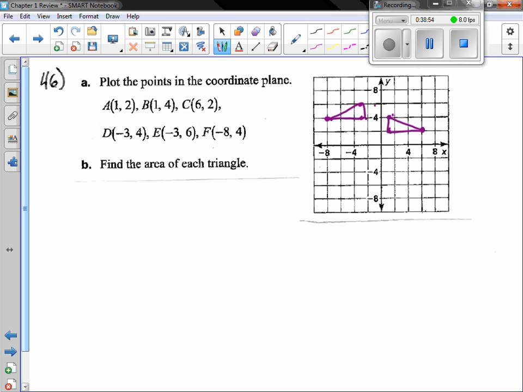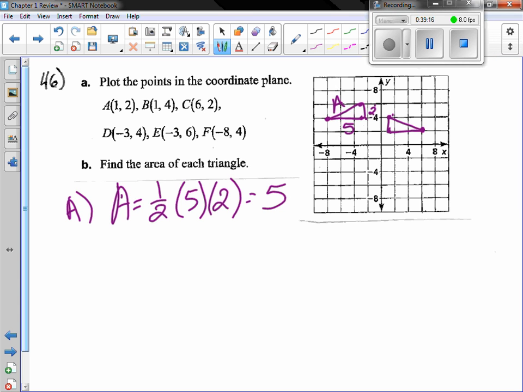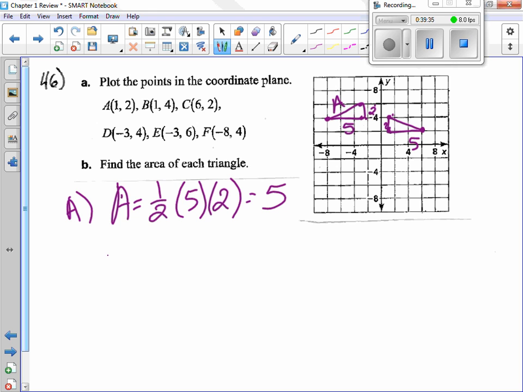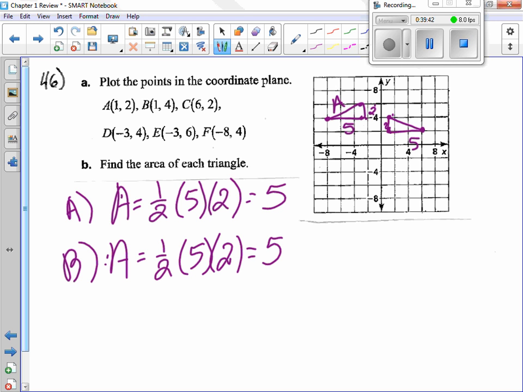So the height is 2, and we've got -3 to 8 would be 5. So the area of this triangle is 5. No, I wrote 10. But I'm going to call this triangle A. Triangle A would be area is equal to 1/2 the base times the height. And you can type it in 1/2 times 5 times 2, and it'll tell you that it's 5. Because half of 5 is 2.5, and 2.5 times 2 is 5. Here, we're going from 1 to 6, so for the other triangle, one half of 5 times 2 actually gives us 5 also.